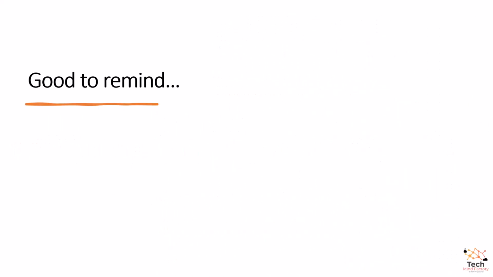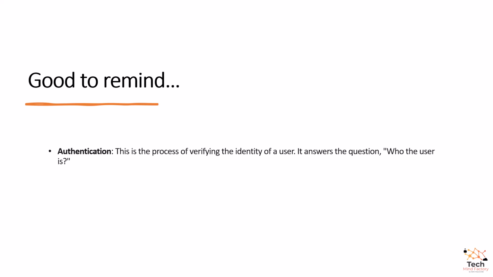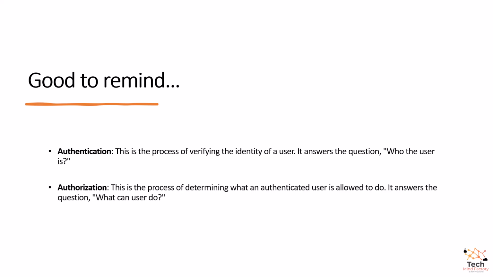Before we jump into some technical details, it's good to remind the difference between authentication and authorization. Authentication is the process of verifying the identity of a user. It answers the question, who the user is. Authorization, on the other side, is the process of determining what an authenticated user is allowed to do. It answers the question, what can the user do?